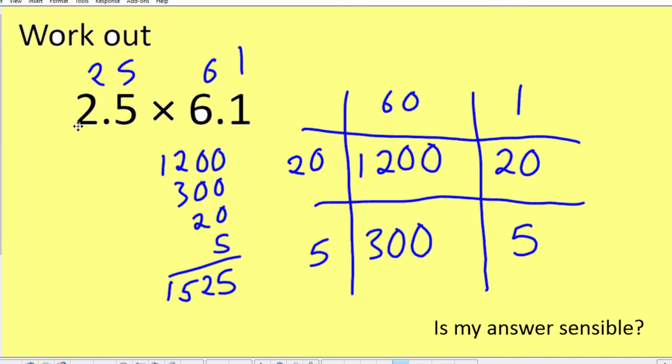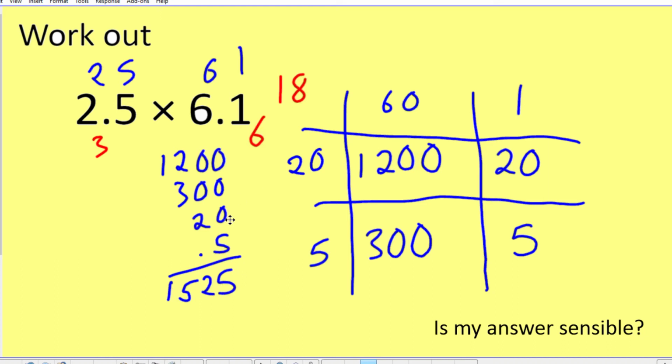But what we have to go back now and say, well, 2.5, that's close to 2 or close to 3. So let's say it's close to 3. 6.1 is around the number 6. So if we think 3 times 6, if we estimate it, that's going to be about 18. So we need to make sure this answer is around 18 as well. Well, at the moment, we've got 1,525. So we need to put a decimal point in here somewhere.